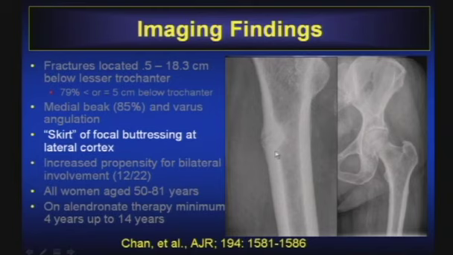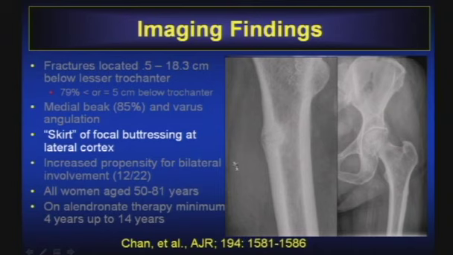And I would suggest that the findings that we see could even occur first endosteally and then move across the cortex to involve the lateral margin. And I say that because of some MRI studies that I'm going to show you in a few minutes. Okay, so we're looking for endosteal lateral cortical changes and a skirt of focal buttressing.